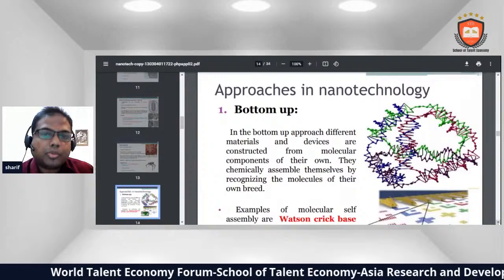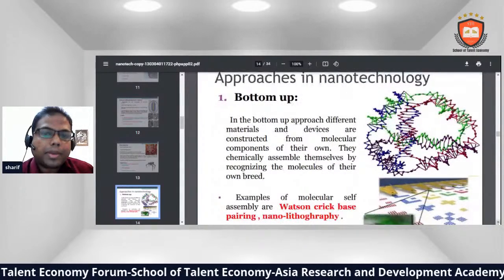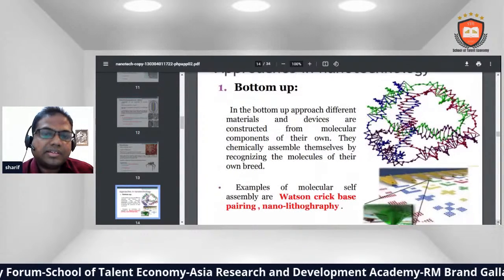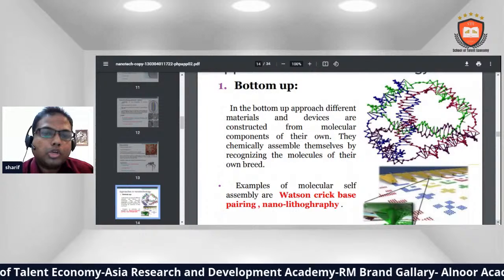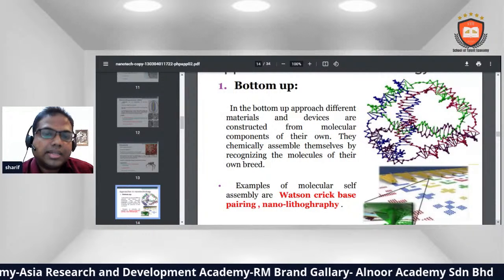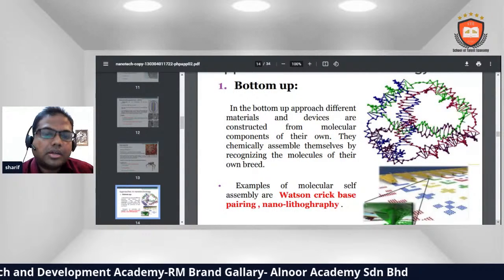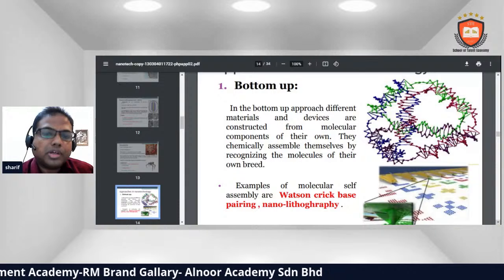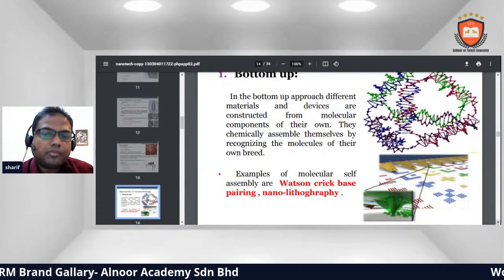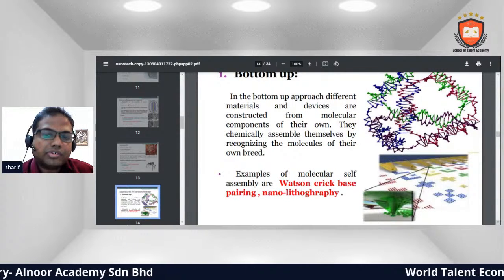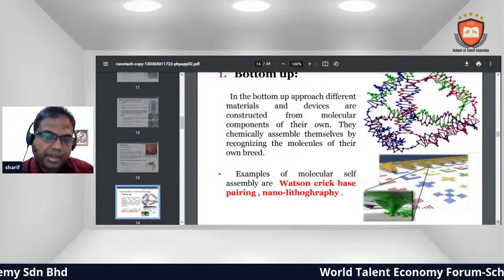Applications in nanotechnology, bottom up. In the bottom up approach, different materials and devices are constructed from molecular components of their own. They chemically assemble themselves by recognizing the molecules of their own kind. An example of molecular self-assembly is Watson-Crick base pairing.